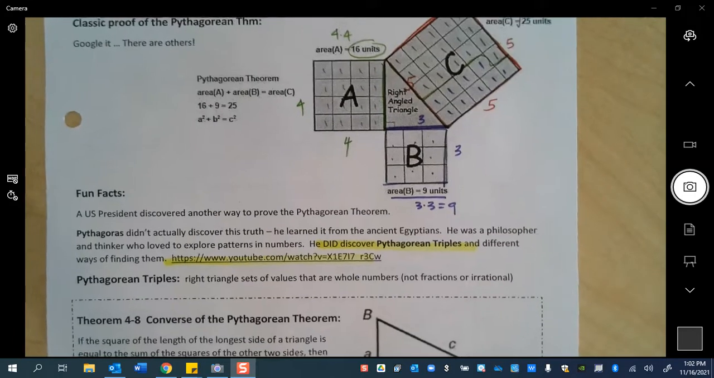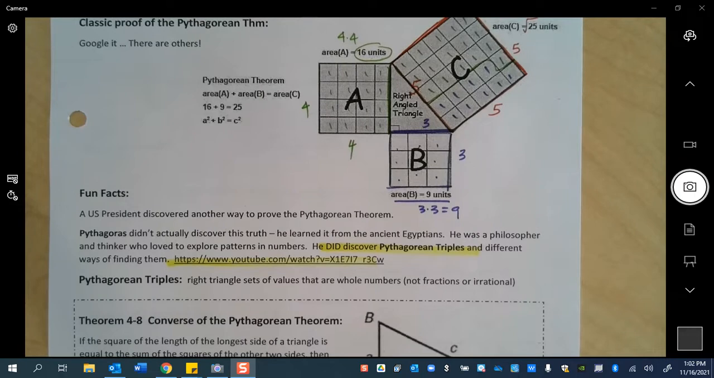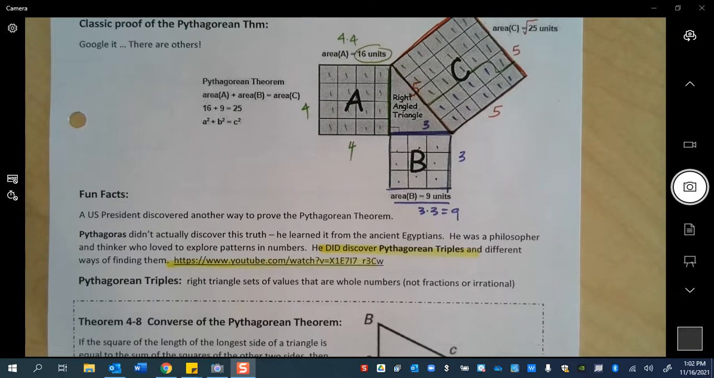Some fun facts about the Pythagorean theorem. One of the US presidents also discovered another way to prove the Pythagorean theorem. Go ahead, Google it, see if you can figure out who it is.